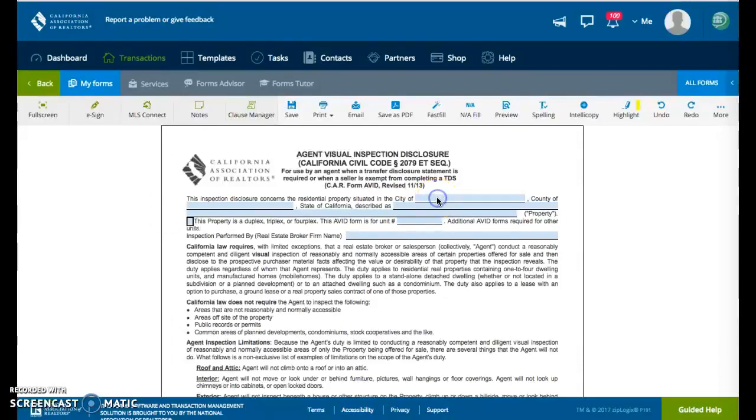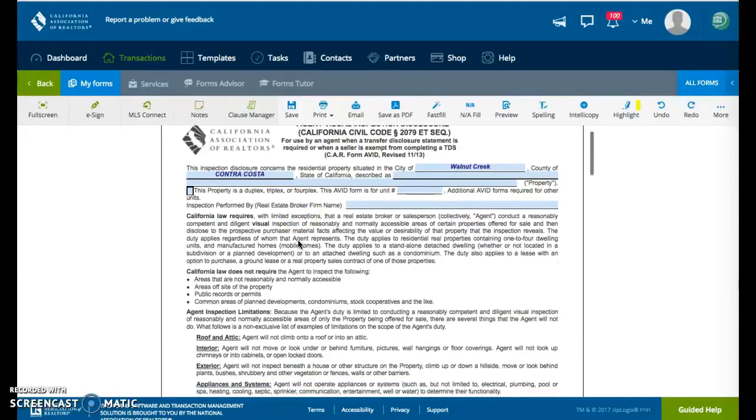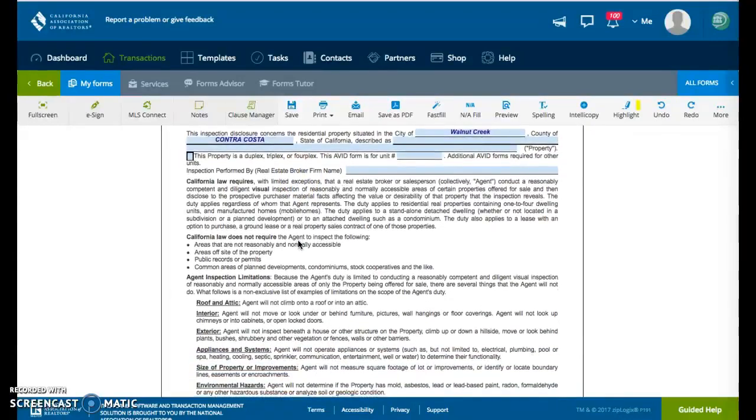So basically, it's kind of our own little walkthrough inspection. We just talk about the condition of the property and write it down and have both the buyers as well as the sellers sign it, and also ourselves. So just kind of going through it real quick here. I can walk through it very quickly with you, though.